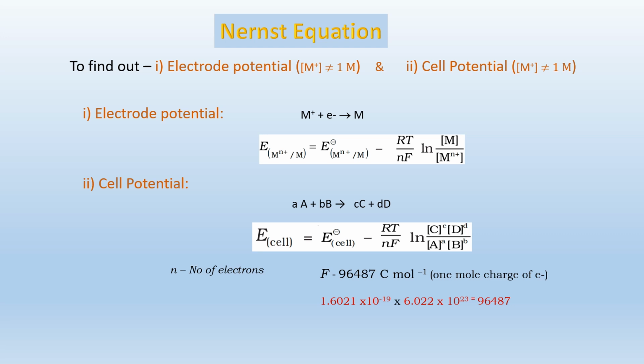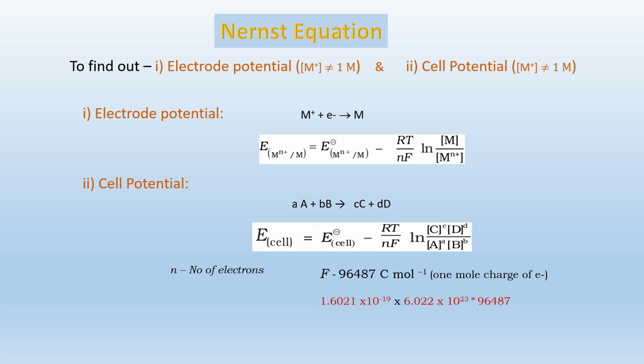Similarly, for the cell potential, E cell is equal to E naught cell minus RT by nF ln of product concentration raised to the stoichiometric proportion divided by the reactant concentration raised to its stoichiometric proportion. And what is n? What is F? n is the number of electrons involved in the reaction.